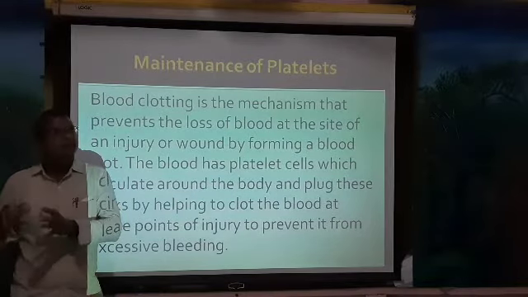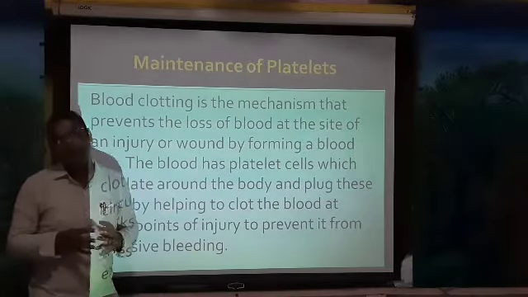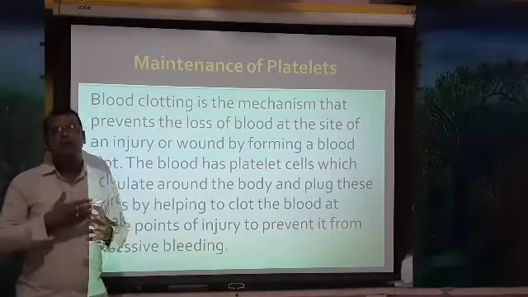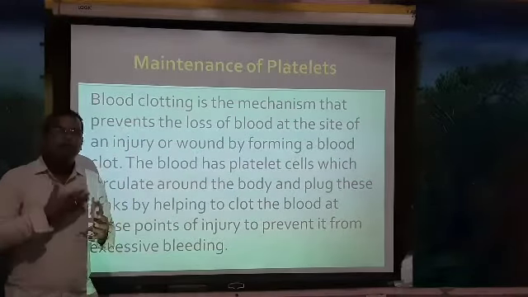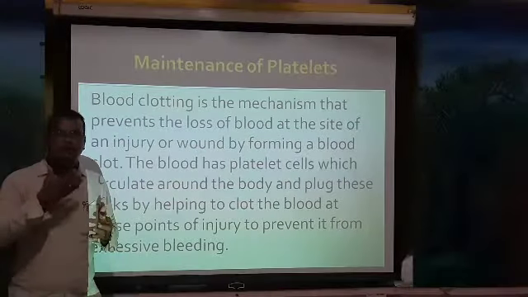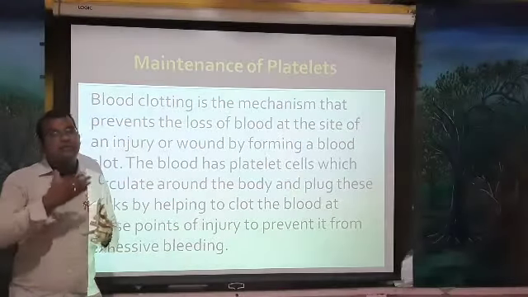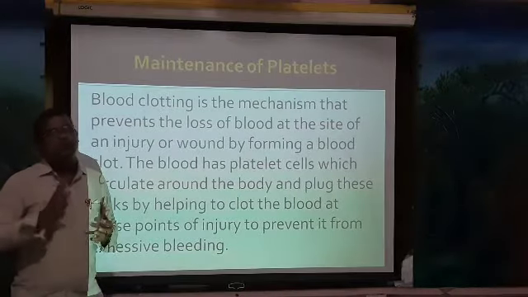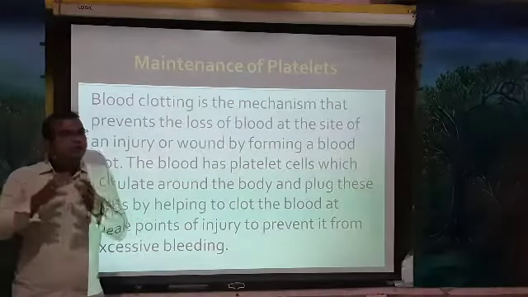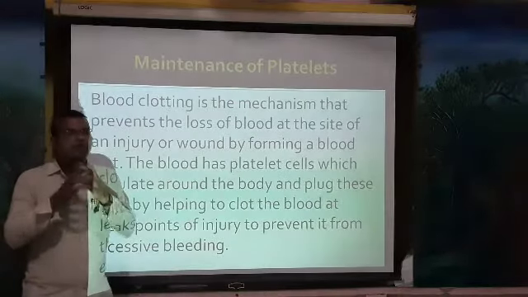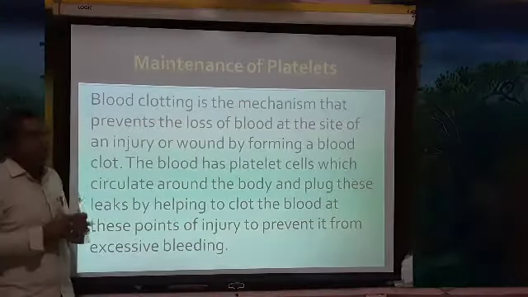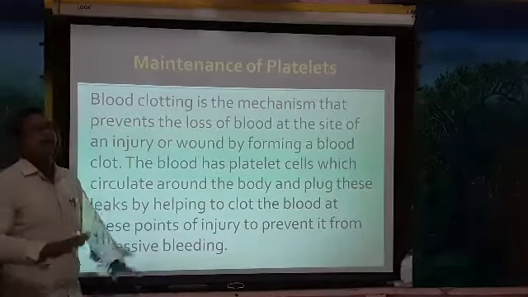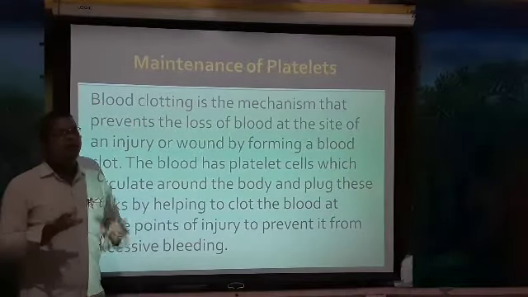In case the blood platelets were not there in our body, the blood from the injured or wound part would flow continuously, and the bleeding would take place more and more. So more blood would go away from our body. This is prevented by one of the important cells of our blood, called platelets, which play a very important role in the clotting of the blood.